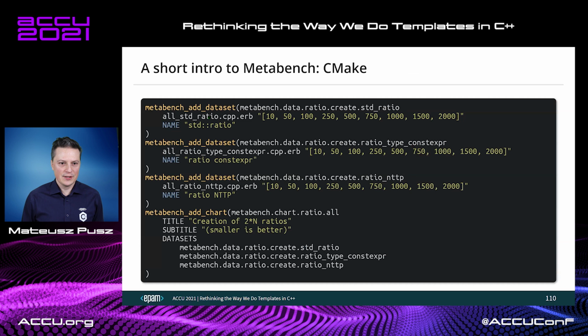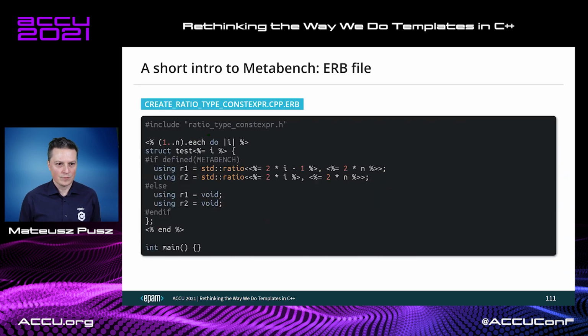How are the tests implemented? They're implemented in CMake. You provide different data sets for different input files. Those files are Ruby files. And you provide input data, values for the test, the name of it for the data set, and so on. And then you provide a chart. A chart basically has a title, subtitle, and aggregates the data sets. This Ruby file is implemented in this way.